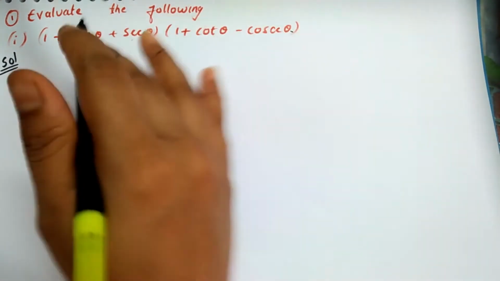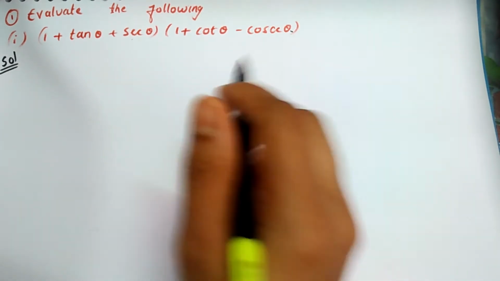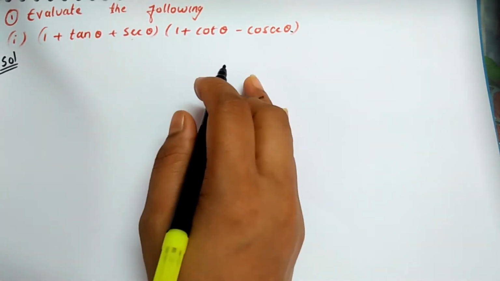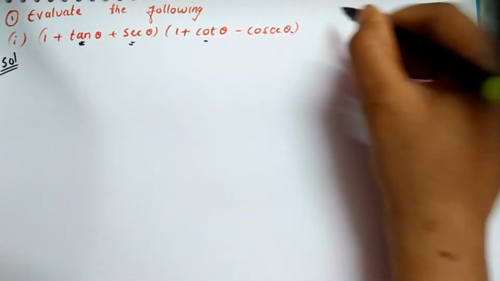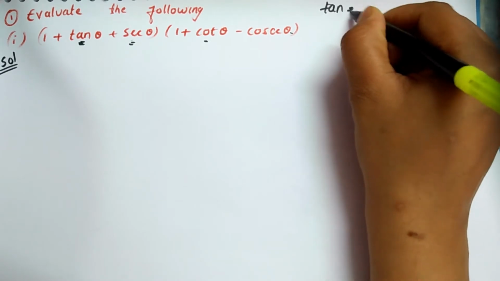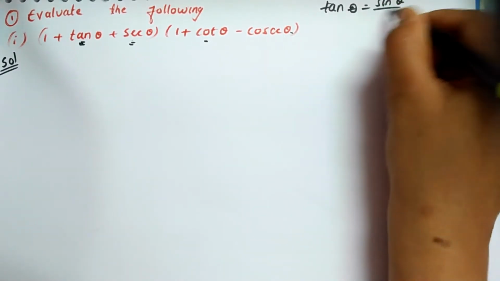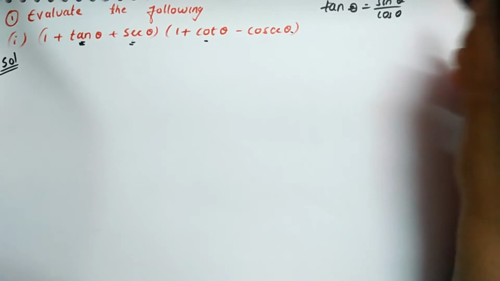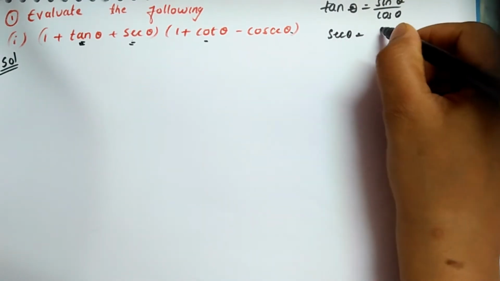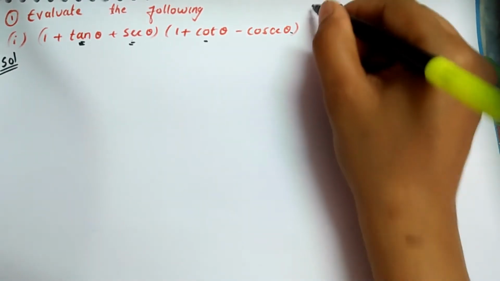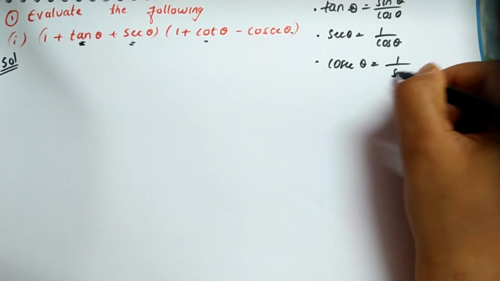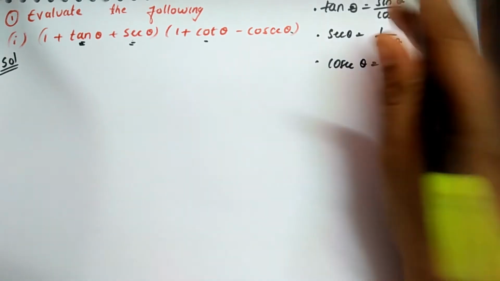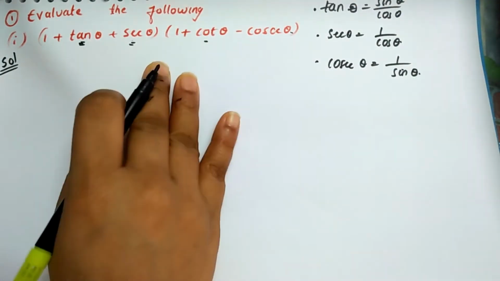So multiplying and dividing by this thing, or squaring both sides, we can't do that. The best thing we can do is apply the values of tan, secant, cot and cosecant. What is tan theta? It is sine theta by cos theta. What is secant theta? 1 by cos theta. And what is cosecant theta? It is 1 by sine theta. Based on these formulas, we'll be substituting these values.